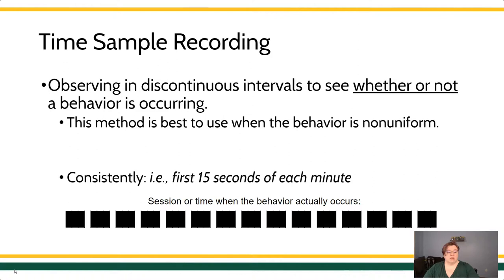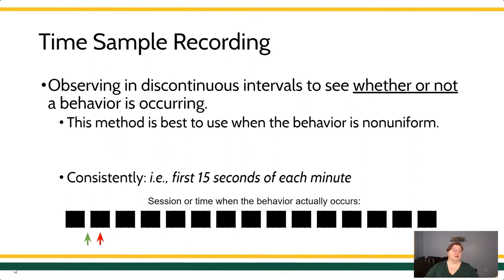What I'm showing you on here are those same 15 intervals from before, but in this case, all I'm going to do is observe for the first 15 seconds. The other 45 seconds of each minute, I'm not observing the client. So I only score the behavior if it occurs during that first 15 seconds. If the behavior occurred, for instance, right here, I would score it if it occurs during that little window when I'm going to watch the client.